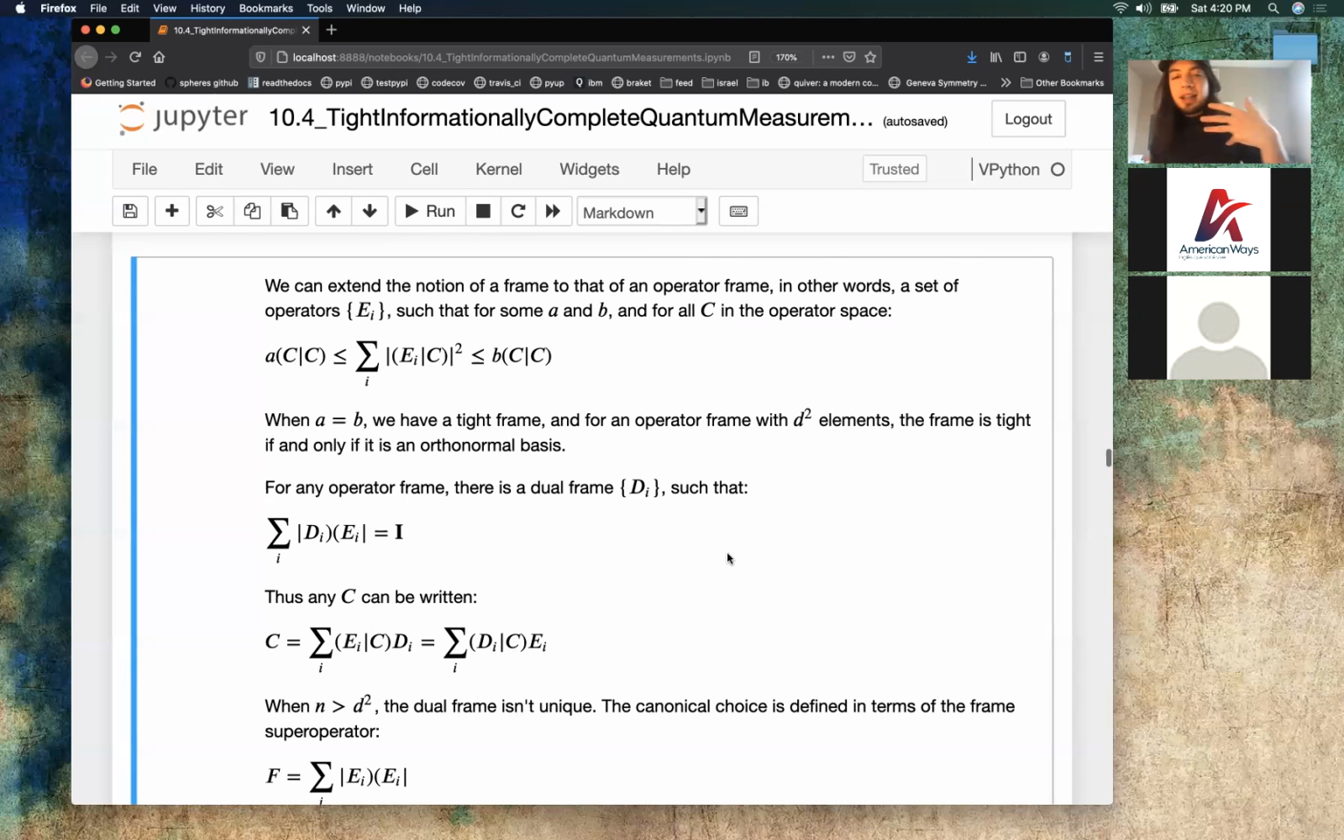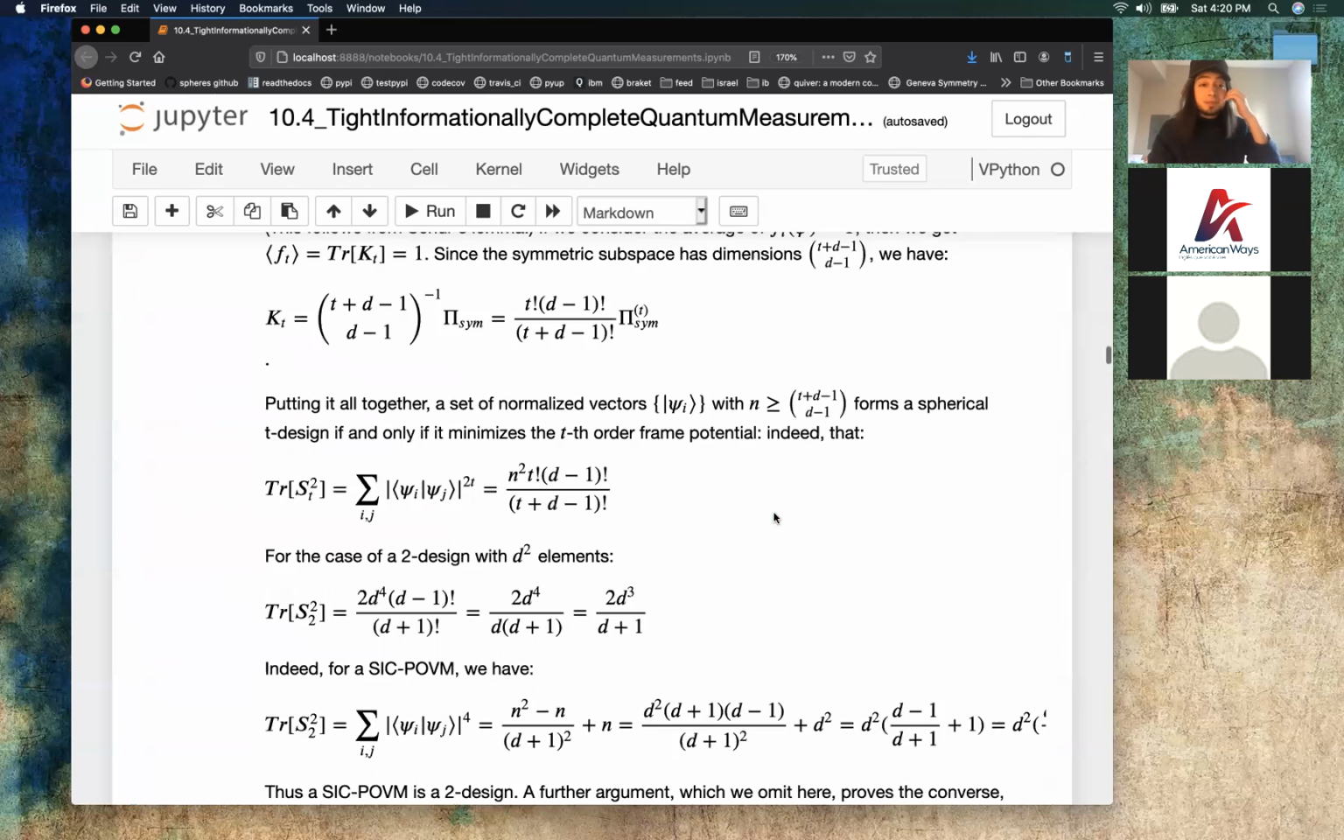But we've sort of lost a bit of our connection to POVMs and quantum measurements, because a tight operator frame is not a POVM. In other words, a tight vector frame was a POVM. In fact, it was a rank 1 POVM. That was the whole idea.